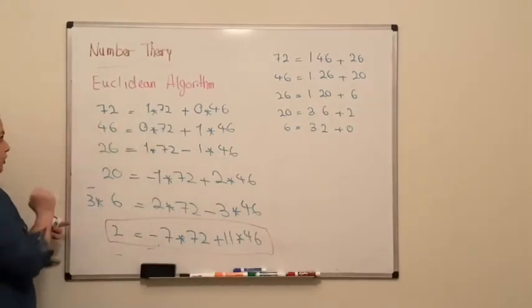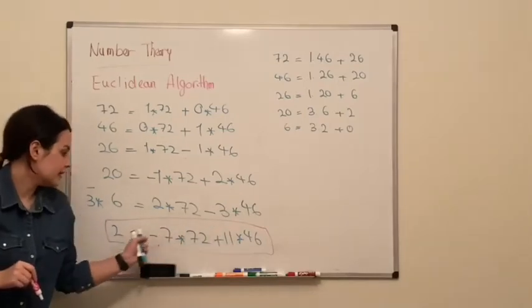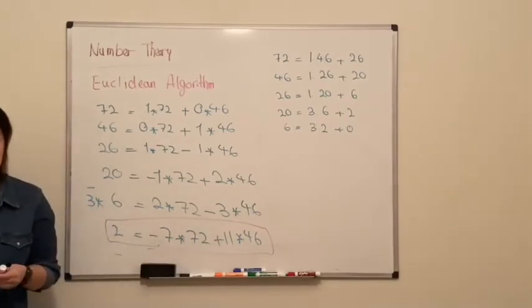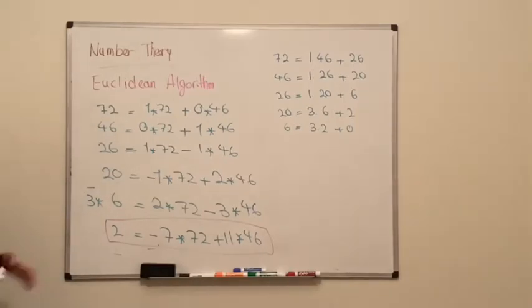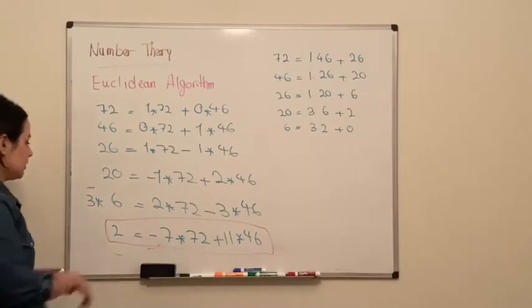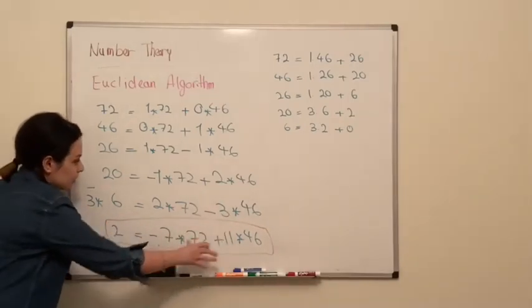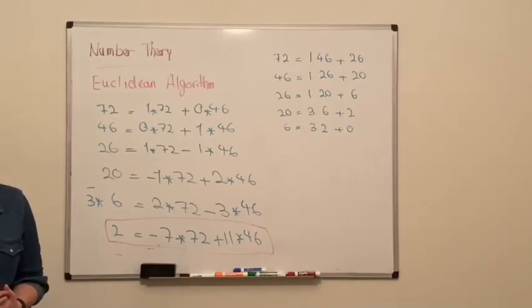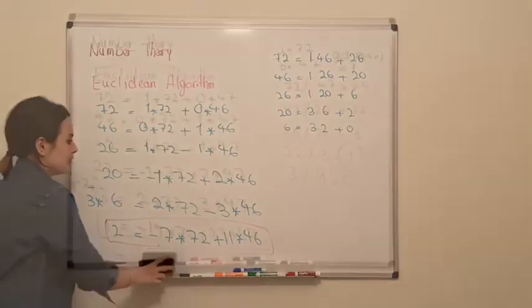Okay, now I have this, and I showed that I can write the GCD of 72 and 46 as a linear combination of 72 and 46. Now I want to show that if the GCD of two numbers is equal to 1, I can do the same and write 1 as a linear combination of those two. And that means that I have the inverse.